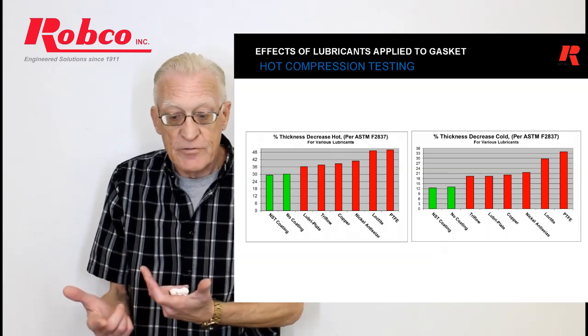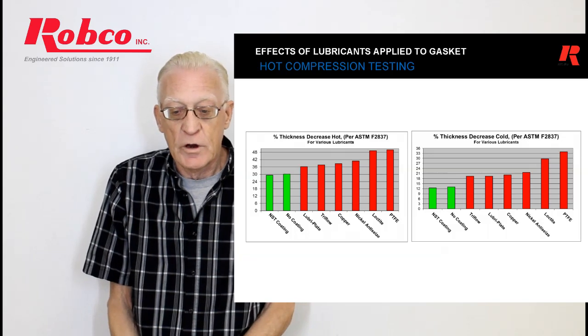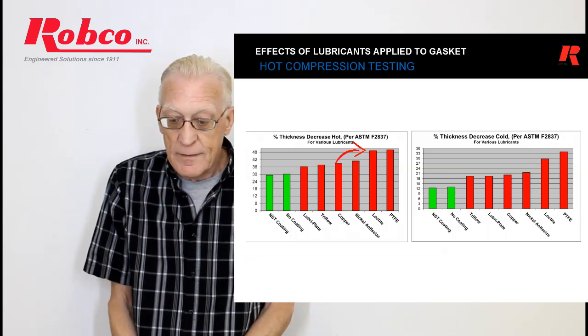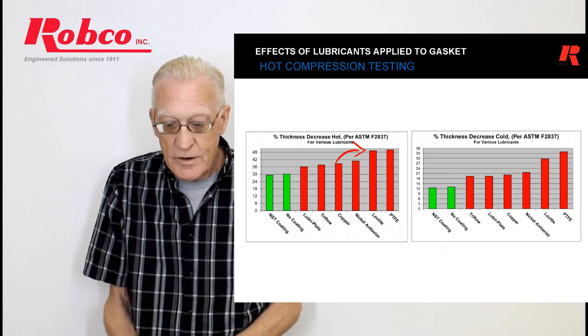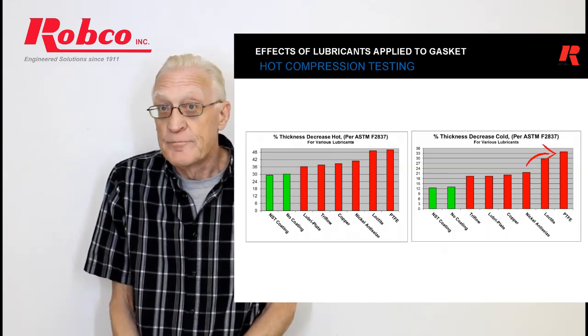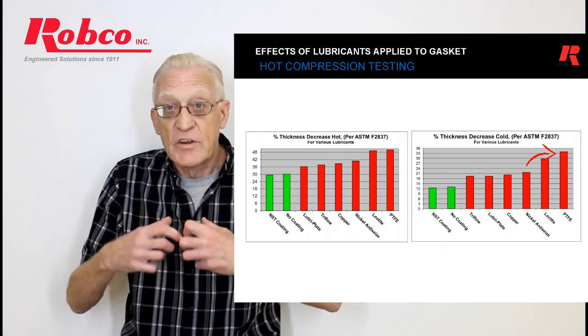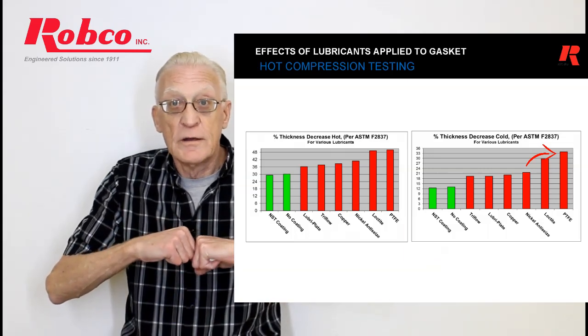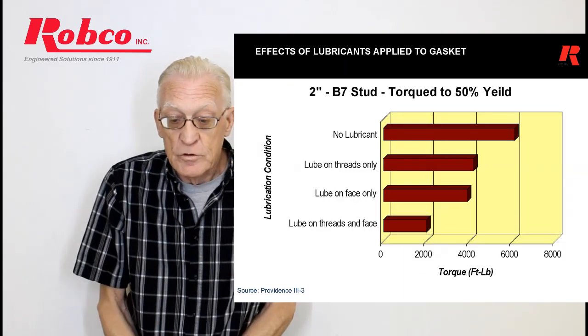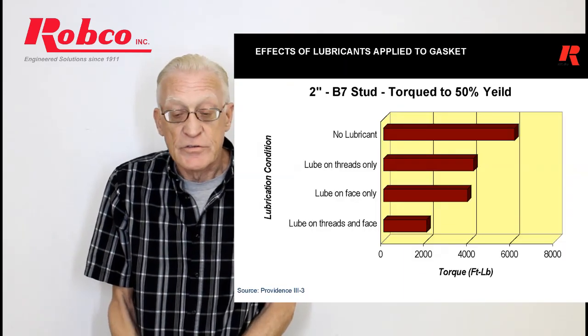But then you get into Teflon and so on. Hot, you're losing 48%. Cold, you're losing upwards of 30% of the thickness. That means the gasket can't grab onto the flange surface. So don't lubricate your gasket surfaces.